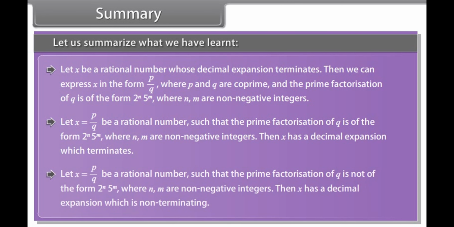Let x equals p upon q be a rational number such that the prime factorization of q is not of the form 2 raised to the power n, 5 raised to the power m, where n, m are non-negative integers. Then x has a decimal expansion which is non-terminating.